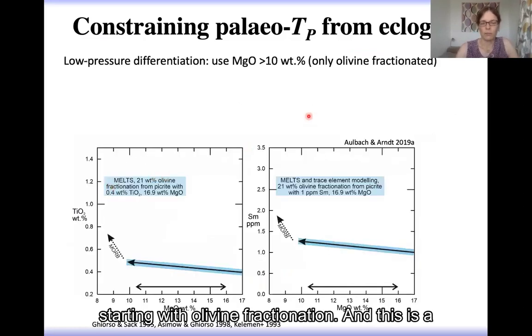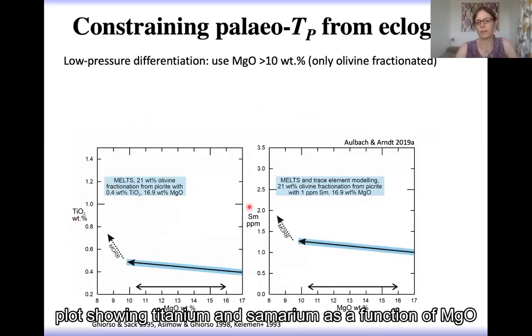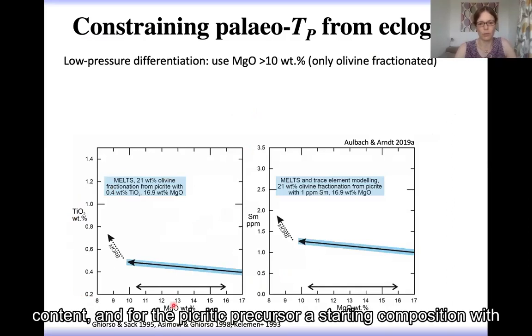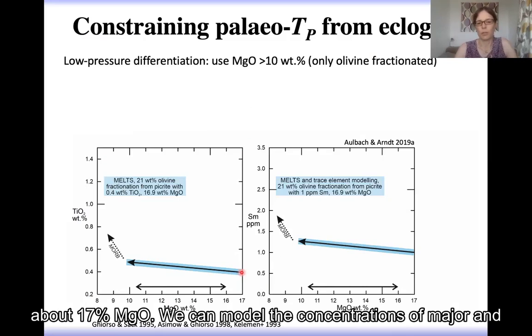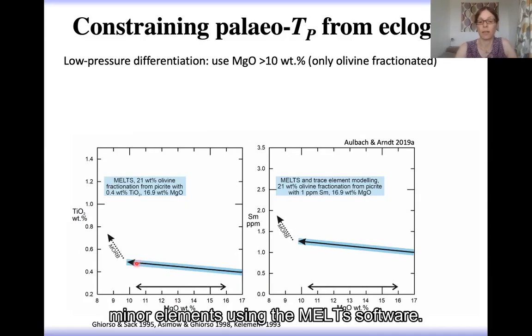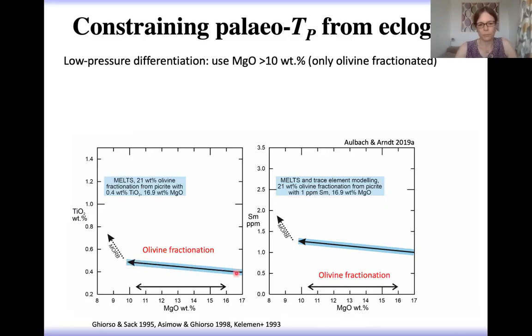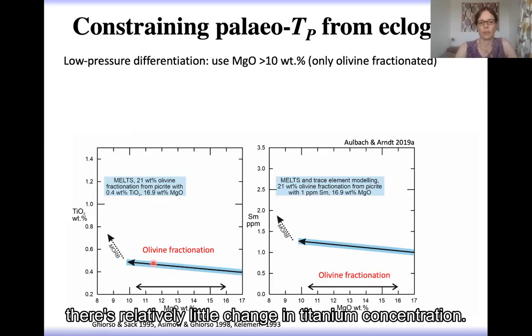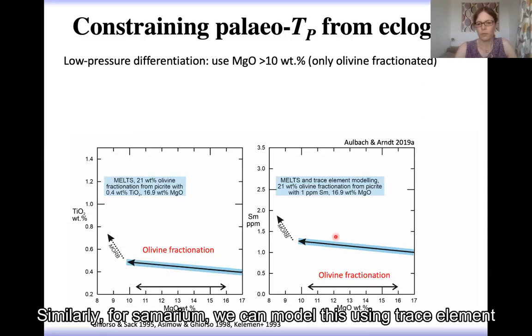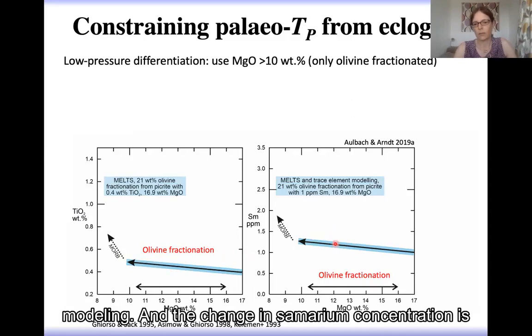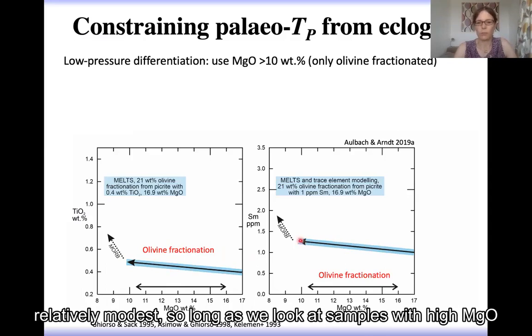starting with olivine fractionation. And this is a plot showing titanium and samarium as a function of MgO content. And for a picritic precursor, a protolith with about 17 weight % MgO, we can model the concentrations of major and minor elements using the MELTS software. And you can see that so long as only olivine fractionates here, there's relatively little change in titanium concentration. Similarly, for samarium, we can model this using trace element modeling, and the change in samarium concentration is relatively modest, so long as we look at samples with high MgO content.